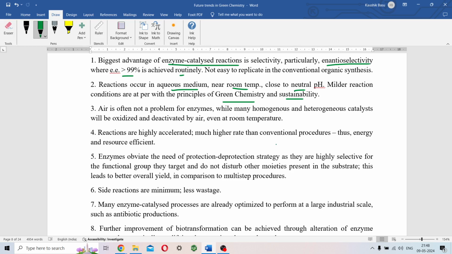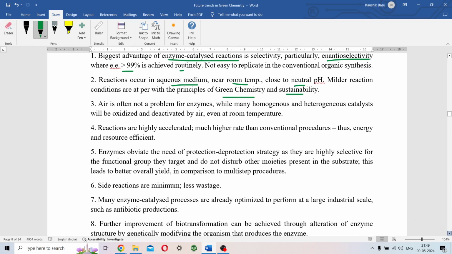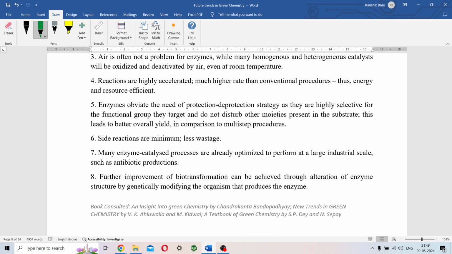কনভেনশনাল প্রসিডিওরের থেকে ফার বেটার রেট আমরা এক্সপেক্ট করতে পারি, এবং এনার্জি এবং রিসোর্স এফিশিয়েন্ট হবে প্রসেসটা। Enzymes can skip many steps in a multi-step reaction because of the selectivity.